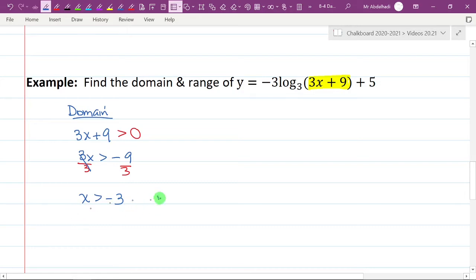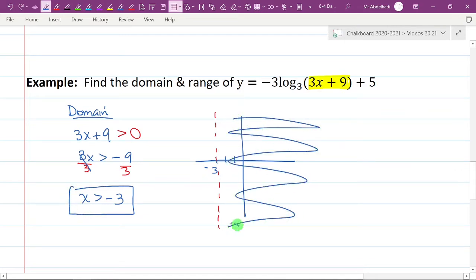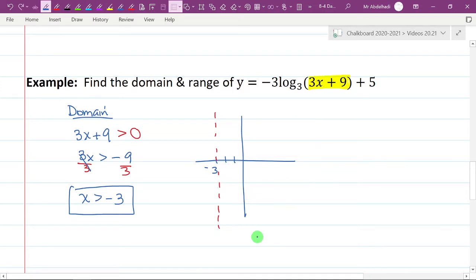What this means for our graph, by the way, is that our asymptote, x equals -3, our vertical asymptote is right here. Okay, and our graph will be somewhere like that. But we do know what the domain is now. The domain is x is greater than -3. You're going to be on this side of the red dotted line. When you draw it, it doesn't have to be red, but anyway.